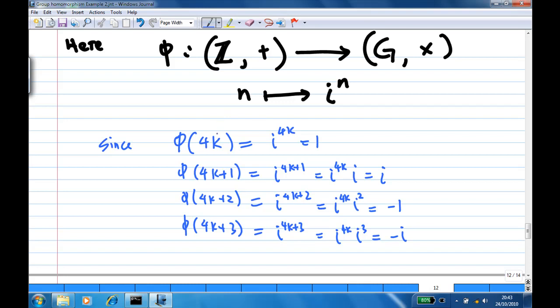Now all the integers are either a multiple of 4, or so on. If it is a multiple of 4, it will be sent to i to the power 4k, which is 1. If an integer is a multiple of 4 plus 1, then it will be i to the power 4k plus 1, which is equal to i, since i to the power 4k is 1. If an integer is 4k plus 2, then it will be sent to minus 1. If an integer is 4k plus 3, then it will be sent to minus i.